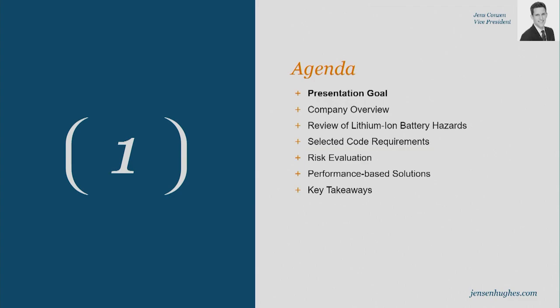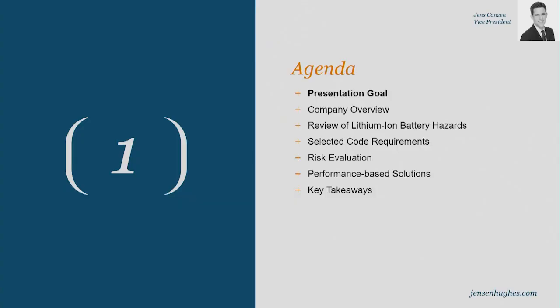We'll do that by applying risk evaluation techniques. We'll go over a few of those and then focus on the bow tie modeling technique. Every risk model needs a good input. That input comes from performance-based solutions such as testing or engineering analysis methods. Mark will take that part of the presentation over and then end it with the key takeaway so that everybody has something to take home from this.